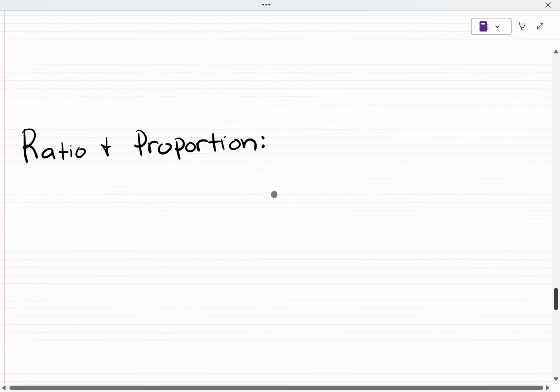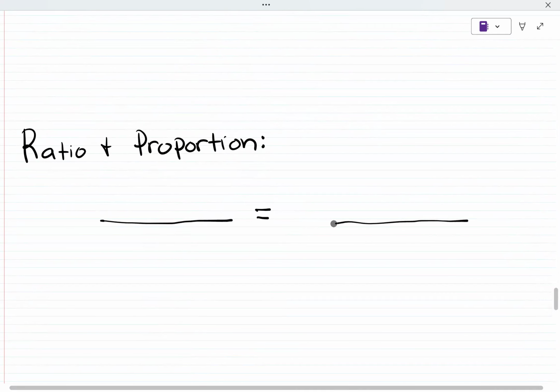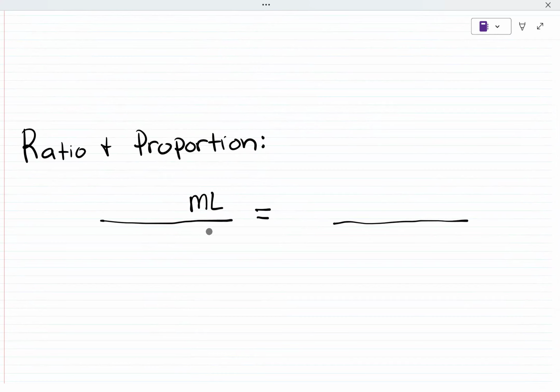Okay, let's do the same problem doing ratio and proportion. So fraction here, fraction there. And we want milliliters and we also have milligrams. So you can put milliliters on the top and milligrams on the bottom, or vice versa, mg on the top and milliliters on the bottom. It doesn't matter as long as this is the same as the top and then this is the same as the bottom, right?